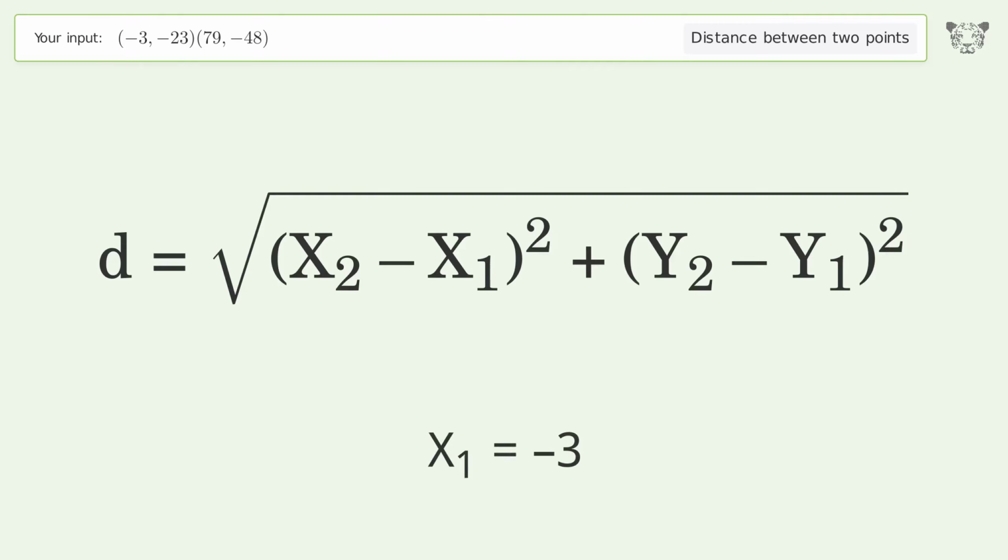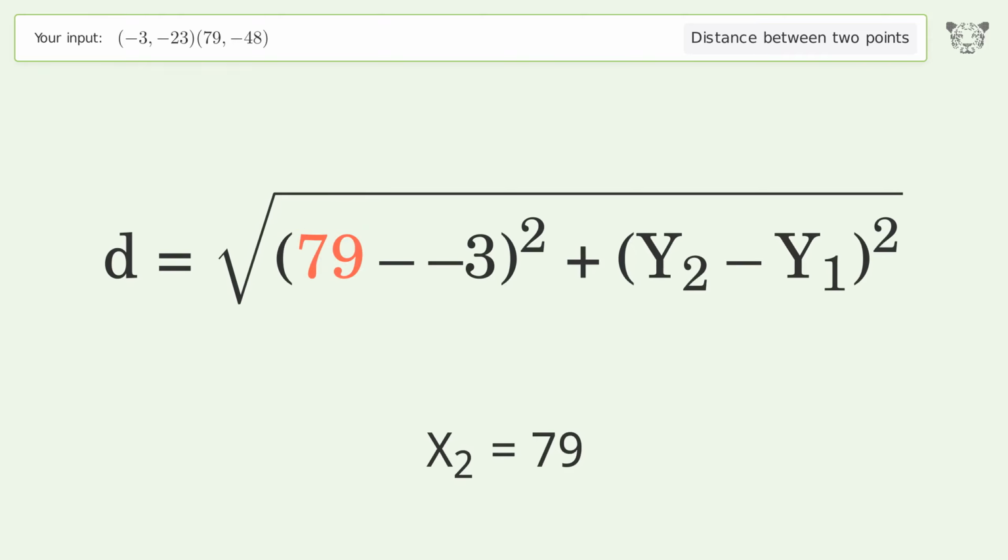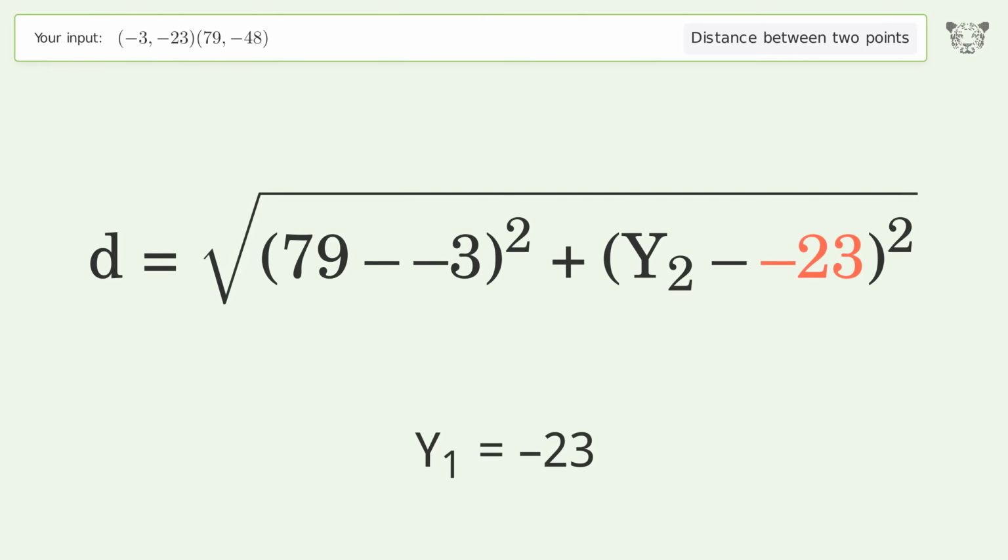x1 equals -3. x2 equals 79. y1 equals -23. y2 equals -48.